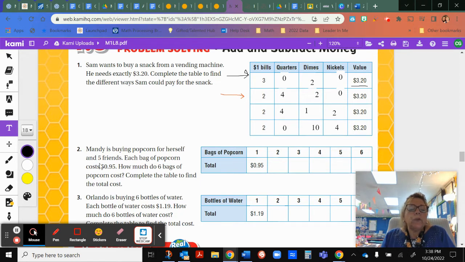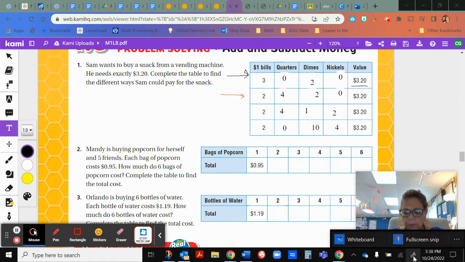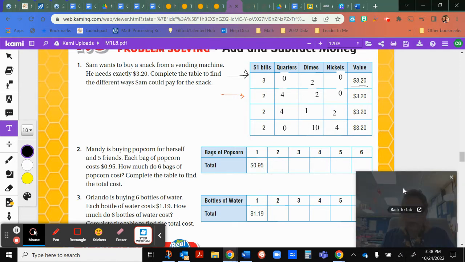Mandy is buying popcorn for herself and 5 friends. Each bag of popcorn costs 95 cents. How much do 6 bags of popcorn cost? And then complete the table to find the cost. Okay, so there's a couple of different ways that you can do it. Let me pull up this one right here, and hopefully it will show on my board.